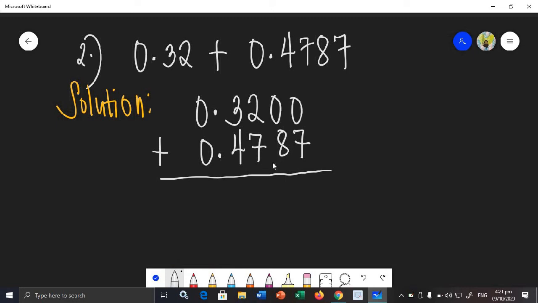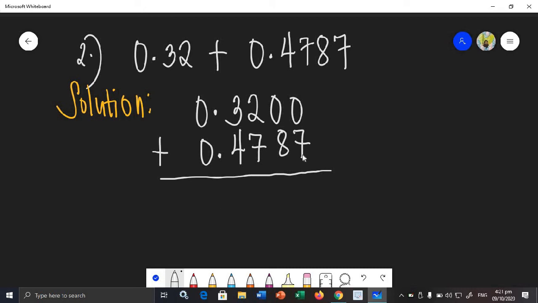No? Mag-assume kayo na may 0 dyan. Para lahat sila may katapat. Okay? For you to be able to solve it easily. Kasi mas okay siyang isolve kung lahat may katapat. Nakakalito kasi ng konti, ha? Kapag wala siyang katapat. So, mag-a-assign tayo ng 0. Ayan, okay na. May katapat na ngayon lahat. Therefore, we can now add.